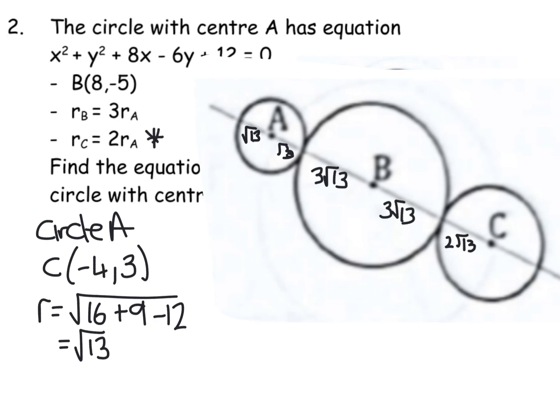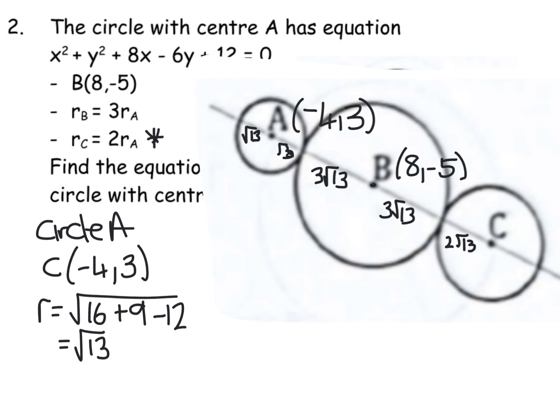It says find the equation of the circle with centre C. So we already know the radius for circle C. What we need to do is try and get this coordinate. So they've told us that B is the coordinate 8, -5. And we know that A is the coordinate of -4, 3. So we need to get down to C. Right, so the gap from A to B was 4 root 13.